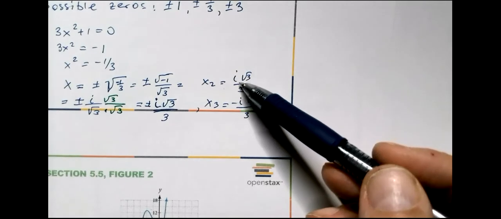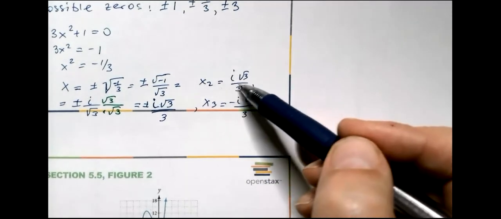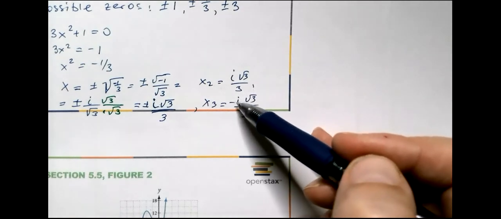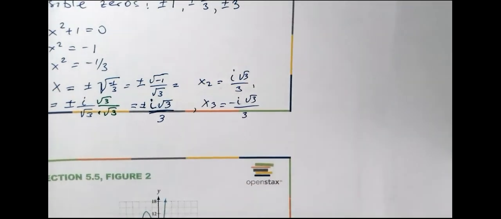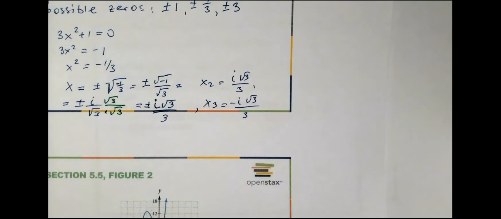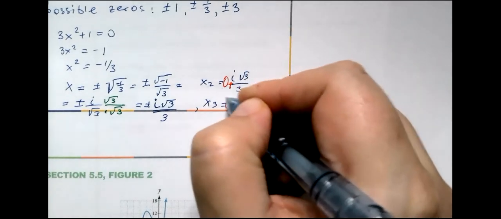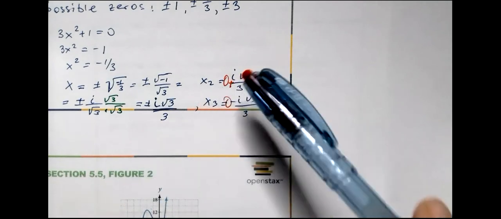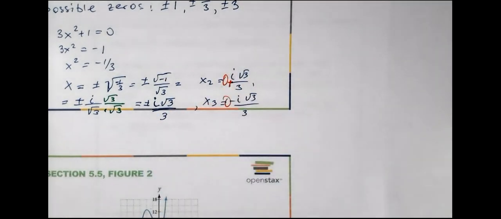We had a complex zero of i square root of 3 over 3, and then its conjugate, negative i square root of 3 over 3, is also a zero. So in other words, they come in pairs, conjugate pairs. So this one is actually 0 plus i square root of 3 over 3, and this is 0 minus i square root of 3 over 3. So these are complex numbers where the real part is 0.